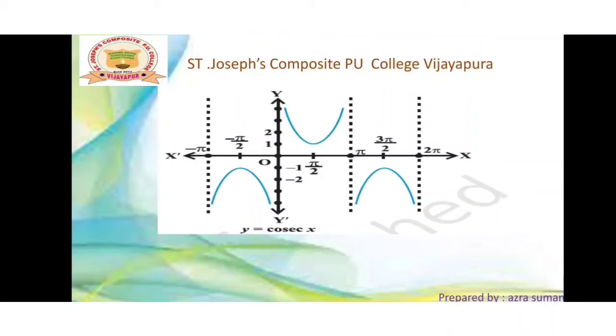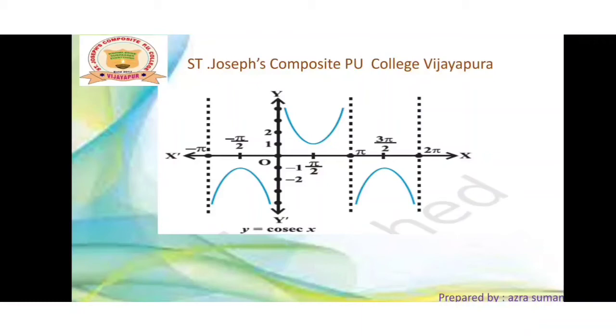Now look at the cosec function, that is the trigonometric function cosec, which will be 1 upon sine x. Here the domain of cosec x is the set of all real values except n pi, where n belongs to Z, because cosec x is 1 upon sine x.